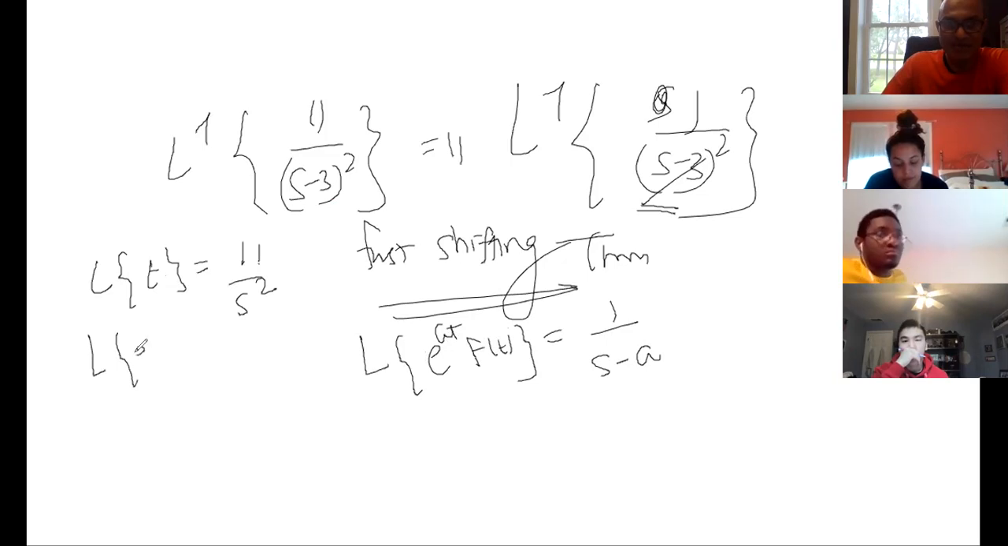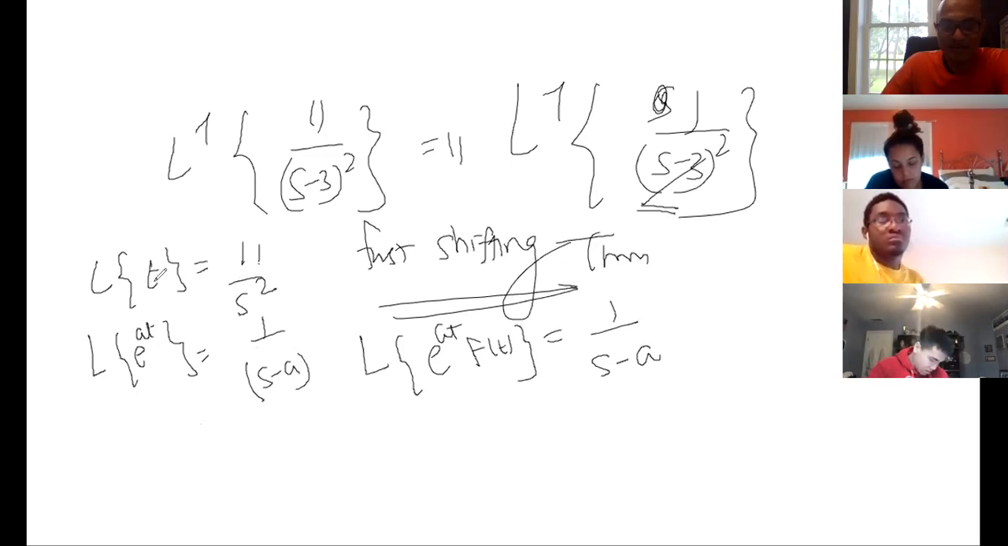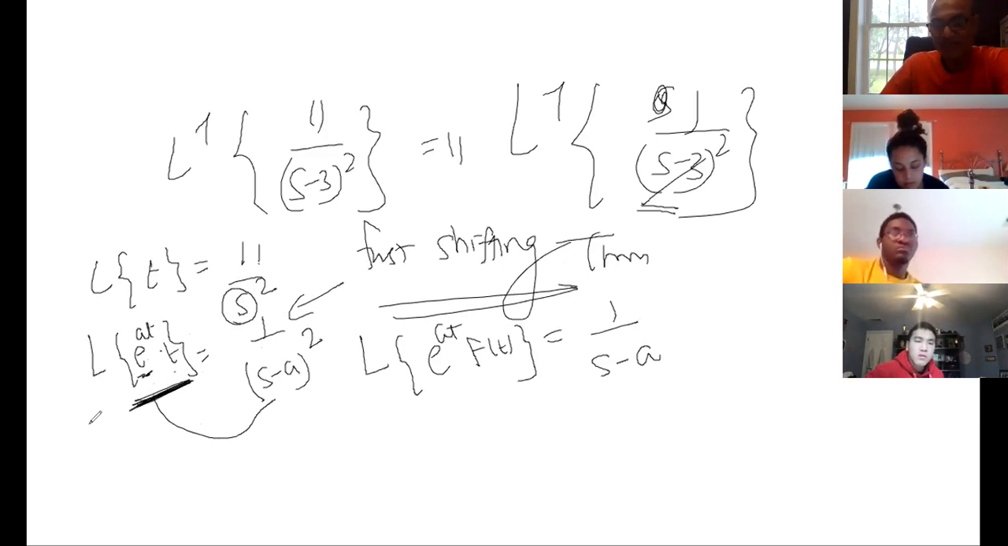If I multiply by e to the power at, I'm going to get 1 over (s minus a) squared, because s is replaced by s minus a. So if I multiply like this, I'm not changing my function, but s is replaced by s minus a. By multiplying by this exponential function, s is replaced by s minus a. And this itself is known as the first shifting theorem. I gave you this as a formula in the formula sheet, but I would appreciate it if you can go through the first shifting theorem.